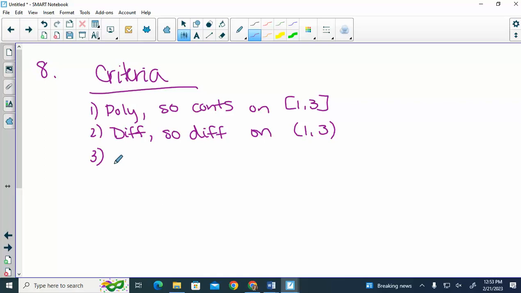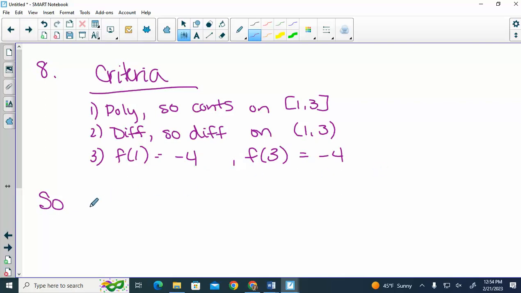Third criteria, the endpoints have to be equal. So if I put in a 1, I get -4. If you put in a 3, you get -4. On a Rolle's theorem, this is where the bulk of your points are going to come from. So if you're not showing me the criteria, you've just missed over half the problem right there. Okay, make sure you're clearly stating all three. Those are when you plug in your endpoints to the original, and they have to be the same for Rolle's theorem.